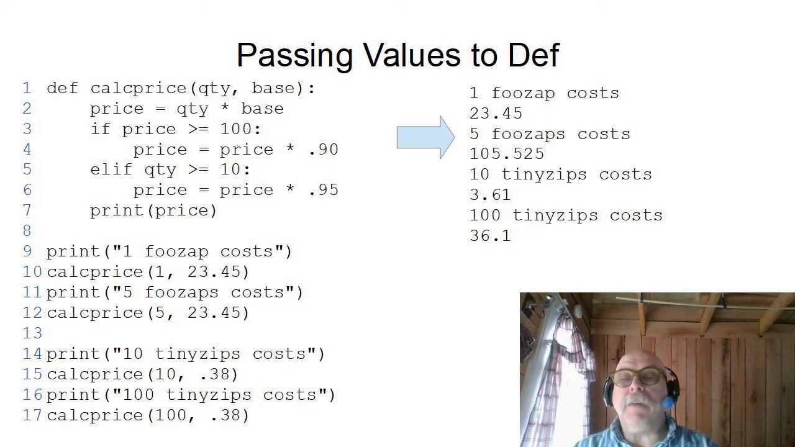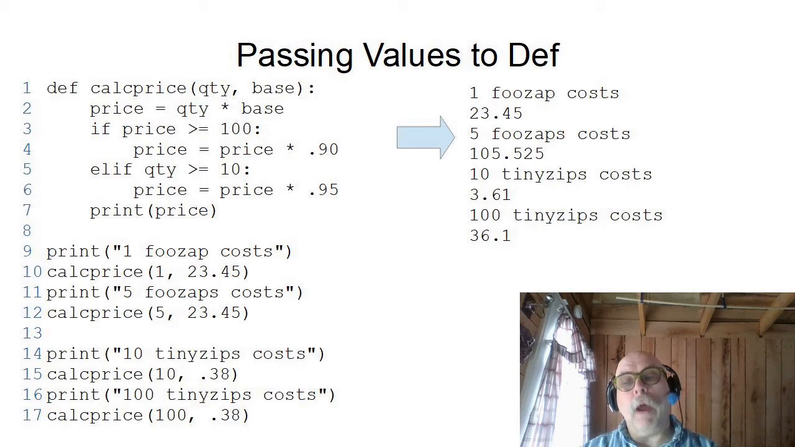So let's look at this definition I call calc price. Let's imagine we have a small business and our normal price is the quantity times the base price. You can see that online too. But then we give discounts. If the extended price, the quantity times the base price, is greater than $100, we automatically give 10% off. You spend more than $100, we'll lower the price by 10%.